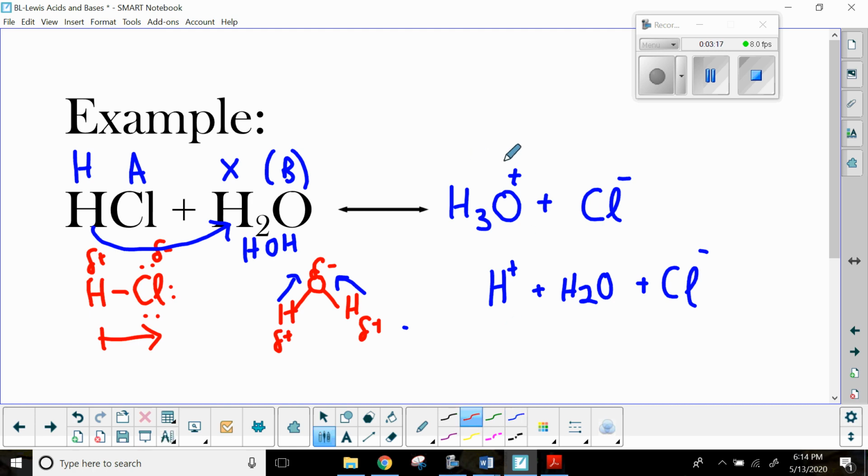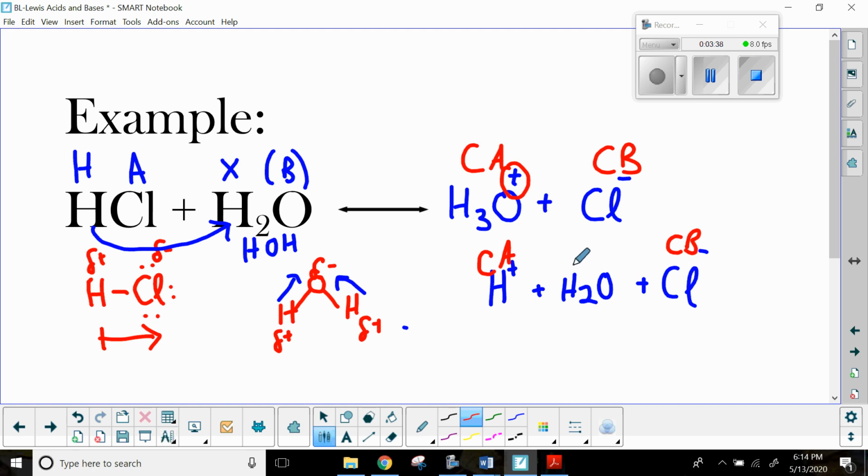Now, what's going to be my conjugate acid and my conjugate base? My conjugate acid in this case is the one with the extra hydrogen. So hydronium is my conjugate acid, and my conjugate base is going to be the chlorine. And in this version here, this is going to be my conjugate acid, the hydrogen. My conjugate base would be the chlorine again.